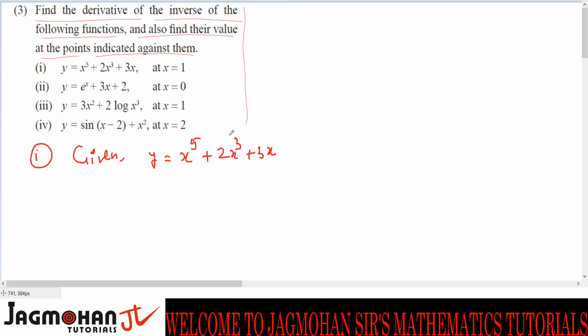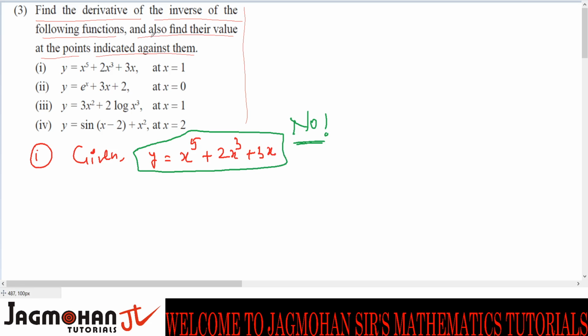Question to you students. Think on this and tell me. Do I have to find derivative of this function? The answer is no. We have to find derivative of inverse of this function. This is the first step.